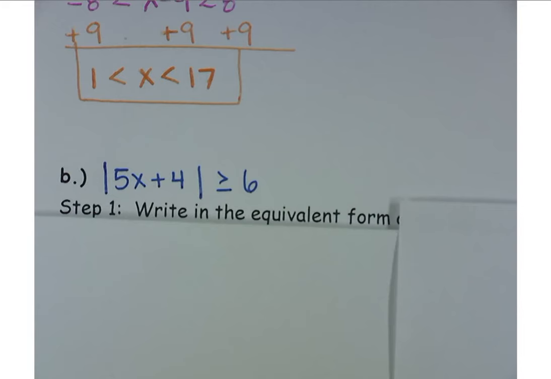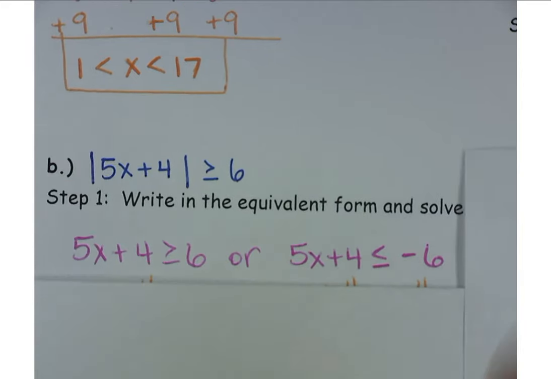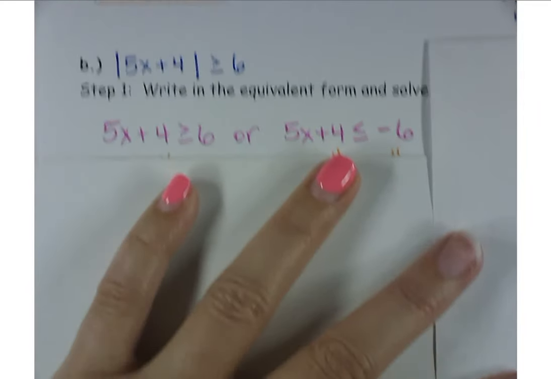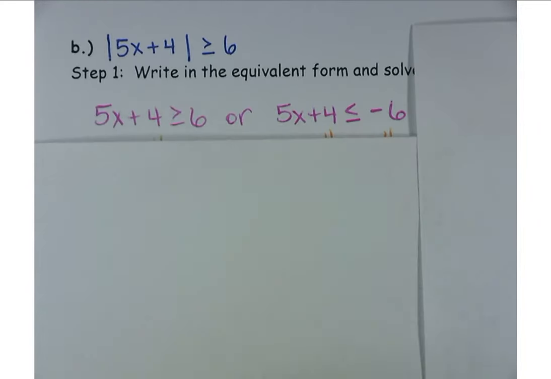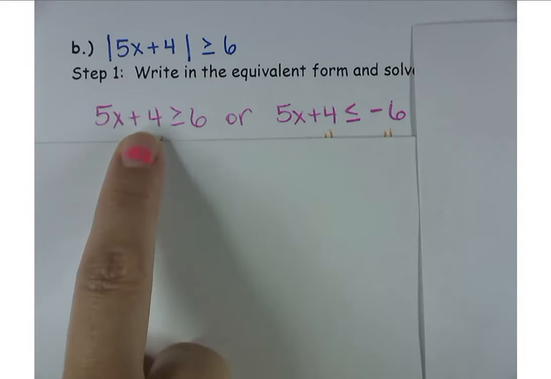So how many equations do we have set up for this situation? 1 or 2? 2 of them. And what word are they connected with? Or. So you should have 5x plus 4 is greater than or equal to 6, or 5x plus 4 is less than or equal to negative 6. So again, remember I said how these are going to start coming easier to you? Look at your original problem and then the first one I wrote down.